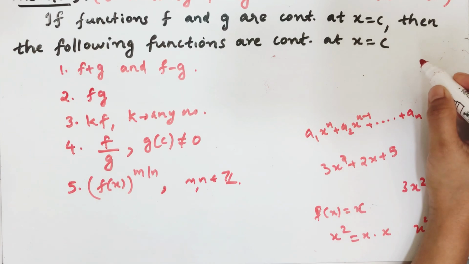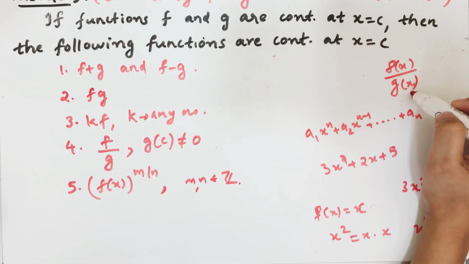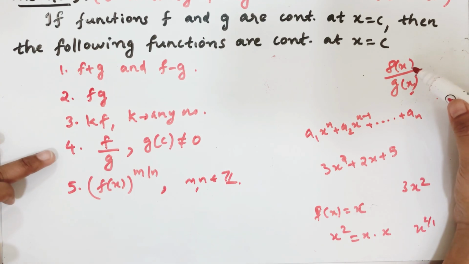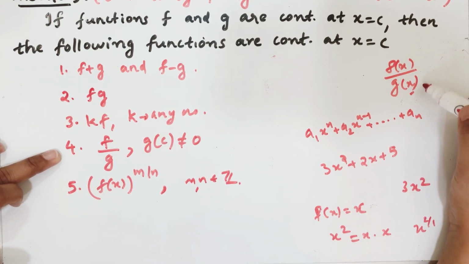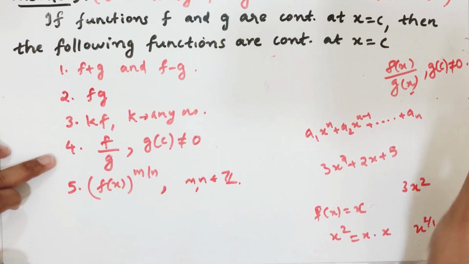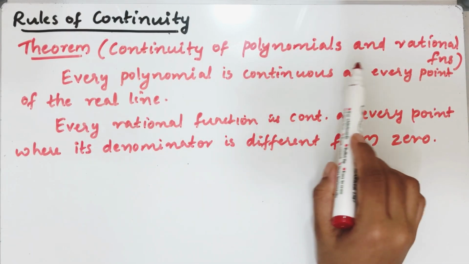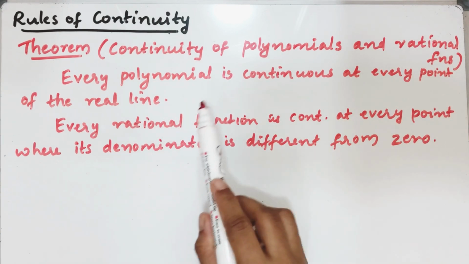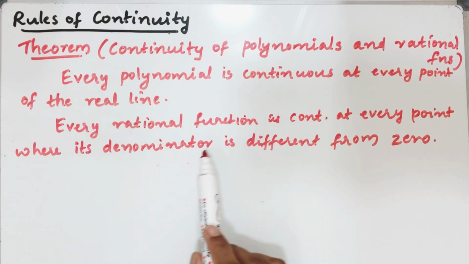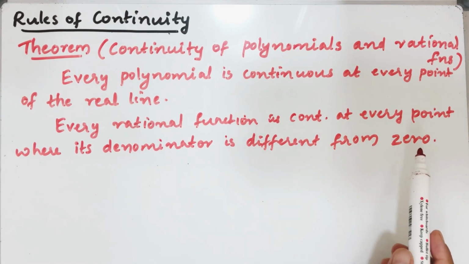Like that rational functions are also continuous. Rational functions are of the form f of x by g of x, where f of x and g of x are polynomials. We have seen that polynomial functions are continuous. Therefore, by the fourth property, the quotient rule, the rational functions are continuous provided g of c not equal to 0. Okay, we can see the theorem. Theorem, continuity of polynomials and rational functions: every polynomial is continuous at every point of the real line, and every rational function is continuous at every point where its denominator is different from 0.